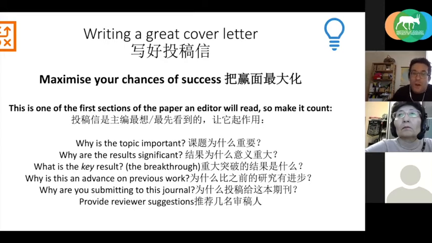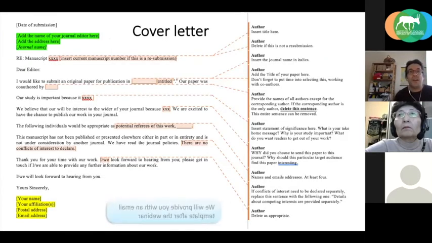Ask yourself, why is your work important? Why is the result significant? What's the key result, the breakthrough? How is this an advance on previous work? Why are you submitting to this journal? Editors love it if you talk about their journal. You want to tell them why you've selected their particular journal for your research and tell them about some suggestions for peer reviewers. Here's a template.